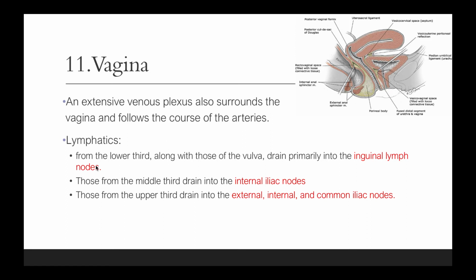So for the lymphatics, those from the lower third, along with those of the vulva, drain primarily to the inguinal lymph nodes. So this will be the lower third. Okay, so that drains into the inguinal lymph nodes. Those from the middle third drain into the internal iliac nodes, and those from the upper third drain into the external, internal, and common iliac nodes.